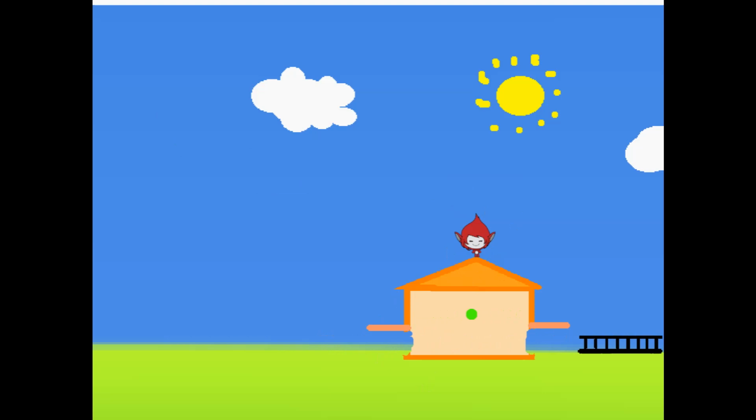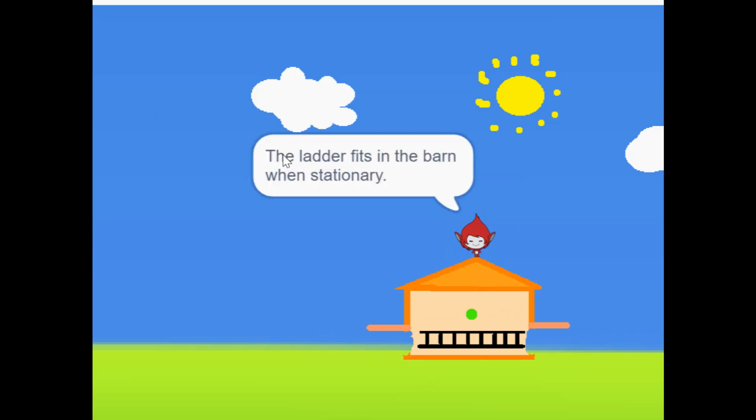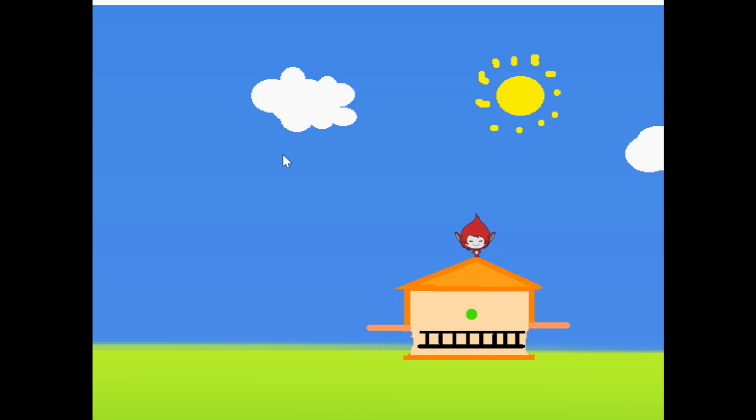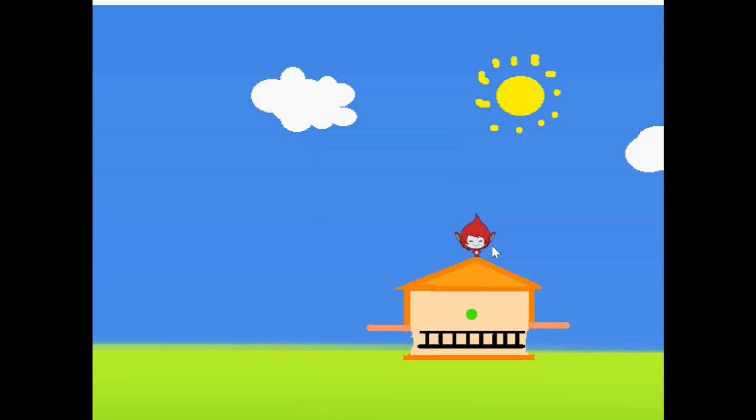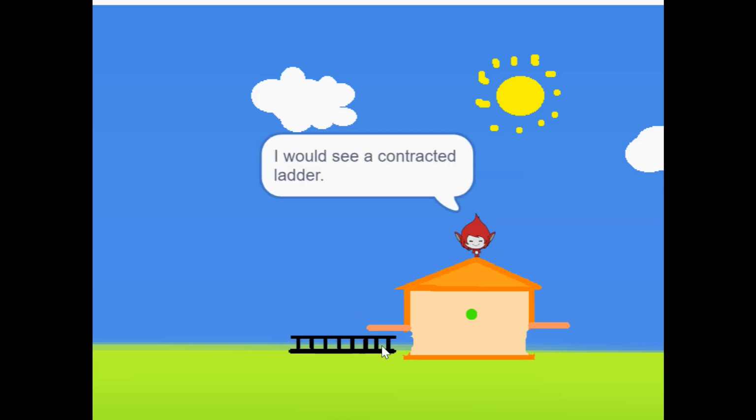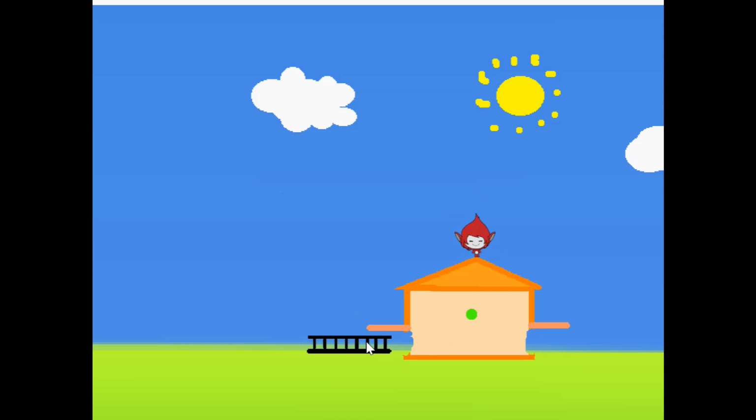Oh, hang on, let me do that again. Right, so the ladder fits just fine. If the ladder's moving, this observer will see it as a contracted length. Signal gets sent, reaches both sensors at the same time, doors close and open, but the ladder did fit inside the barn. Okay, so this observer says the ladder will fit.